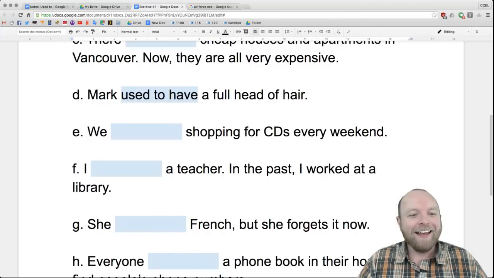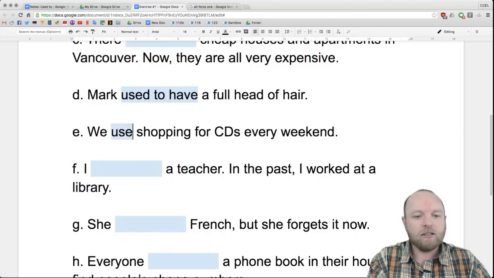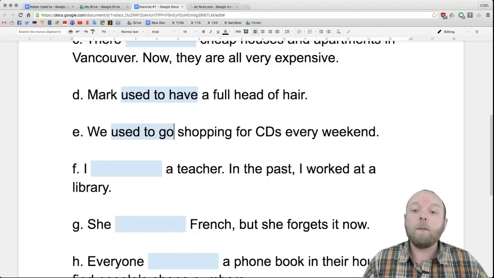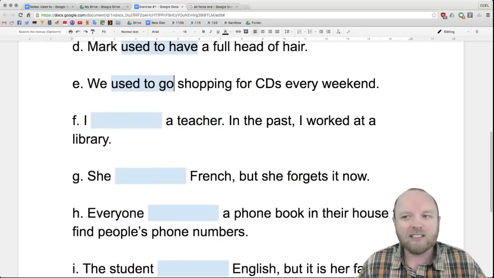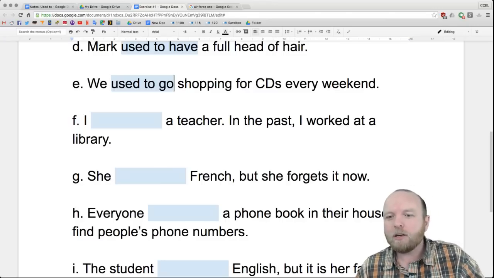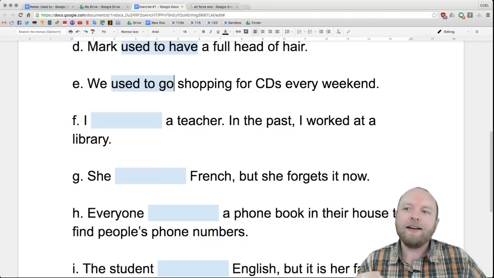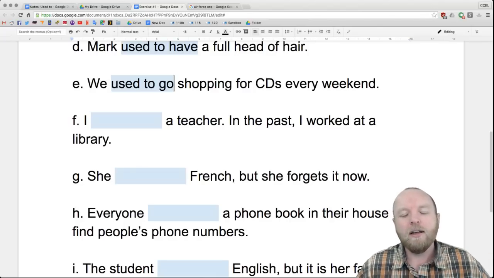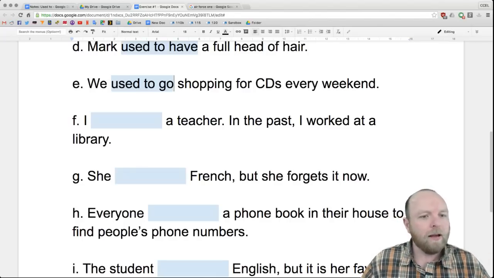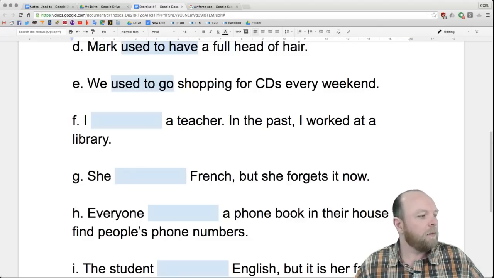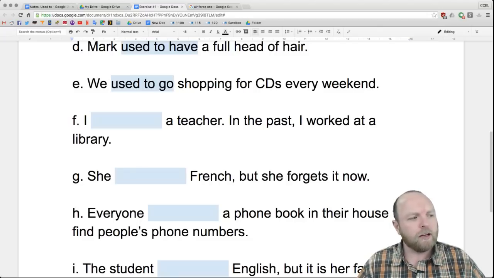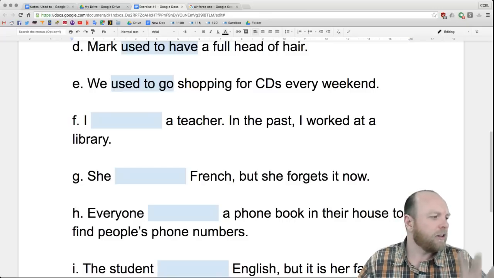Okay. E, we used to go shopping for CDs every weekend. Me, when I was in high school, I always took the bus to the city and I went to the CD store, and it was a good memory. E, let's look at your answers. Yo, used to go, yes. Selma, no. We were used to shopping for CD. Oh, okay, yeah. You're changing it though. We're going to talk about that later.